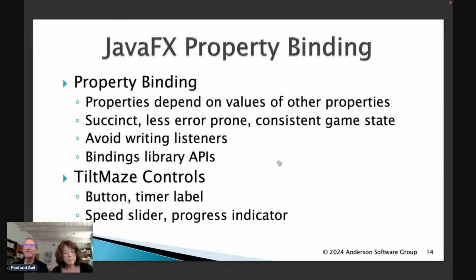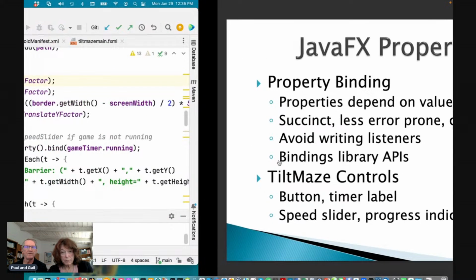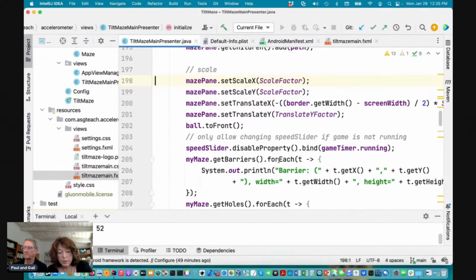There is a JavaFX bindings library that lets you build complex expressions that define the state of your properties. These property bindings are already pre-built for you in the bindings library. In Tilt Maze, we use JavaFX binding for the start and stop button, the timer label, the speed slider, and the progress indicator. And Gail's going to show you some of the code for the property binding that we have in our application. Okay, so let's go there.